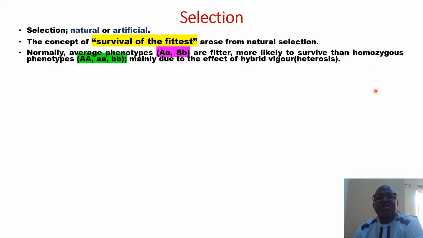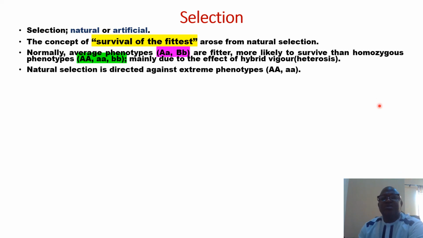Normally the average phenotypes, the heterozygotes, are fitter and more likely to survive than the homozygotes, and the reason for this is the effect of hybrid vigor, or what is known as heterosis. It means that natural selection is directed against extreme phenotypes, the homozygote dominant and the homozygote recessive. So the heterozygotes are more likely to survive in any population or in any extreme situation than the homozygotes.